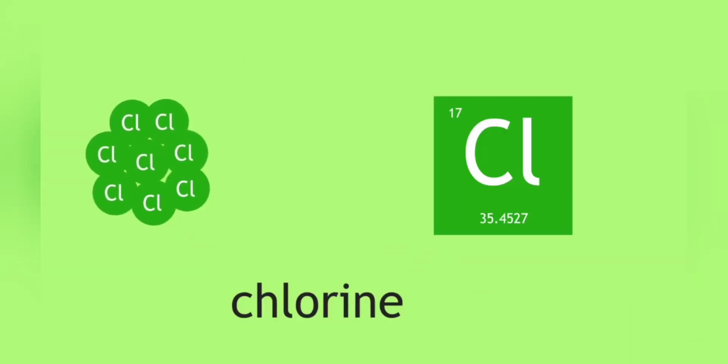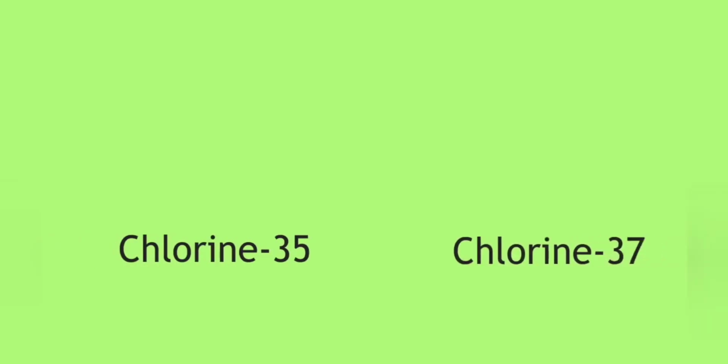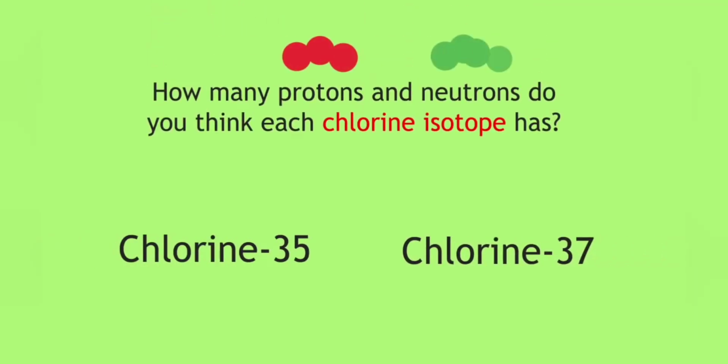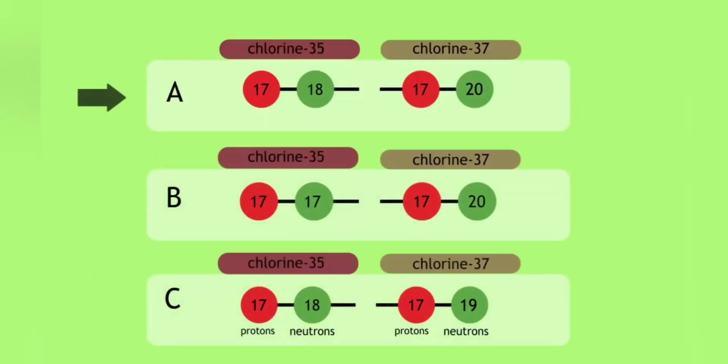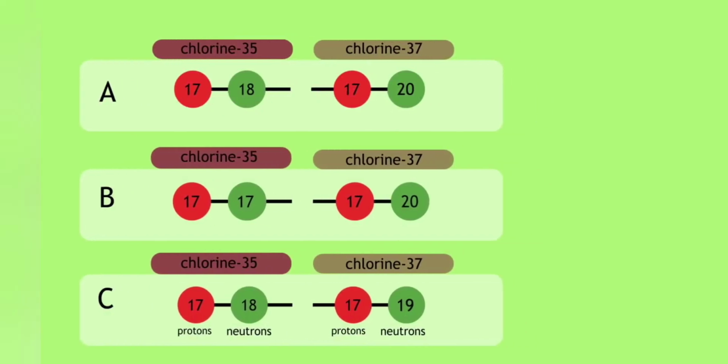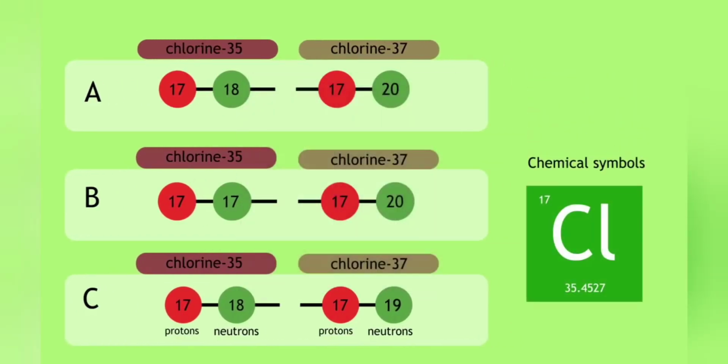Chlorine, for instance, exists as 2 isotopes, chlorine-35 and chlorine-37. How many protons and neutrons do you think each chlorine isotope has? Remember, the mass number for an isotope is equal to the number of protons it has plus the number of neutrons. Pause and select from one of the following options. Use the chemical symbols to help you work this out.